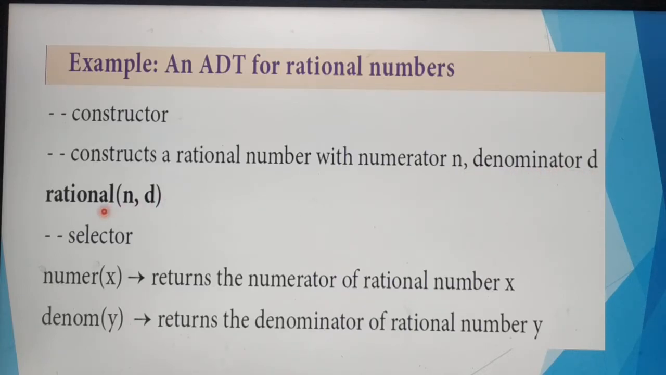Our function is rational of n comma d, which constructs our rational number object. So it is called a constructor function. For this constructor function, we need two values, n and d. To extract these two values, we have two selector functions: numer and denom of y. The numer function extracts our numerator value, and the denom function returns the denominator of the rational number y. So we have only one constructor function, rational of n comma d, and two selector functions, numer and denom.